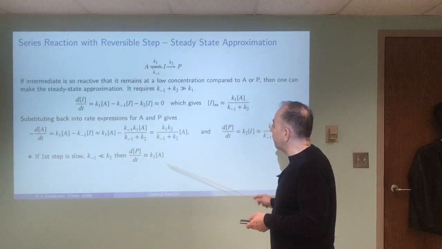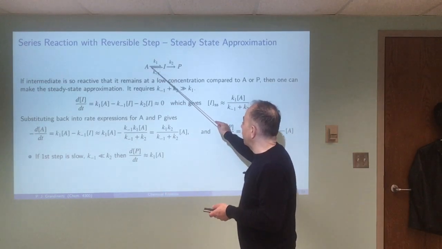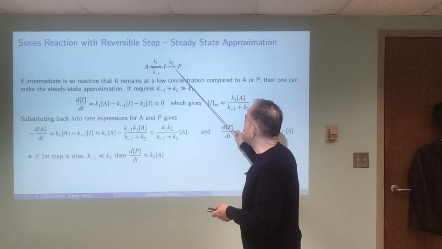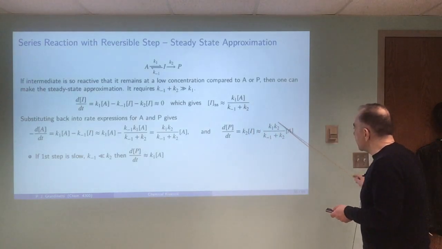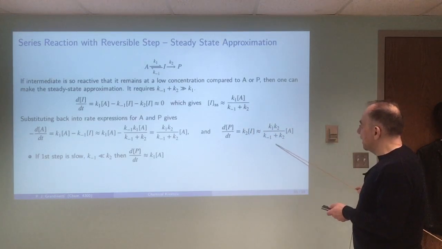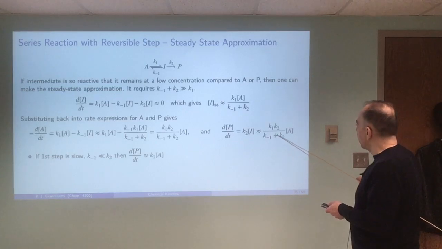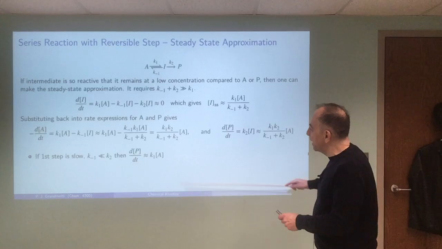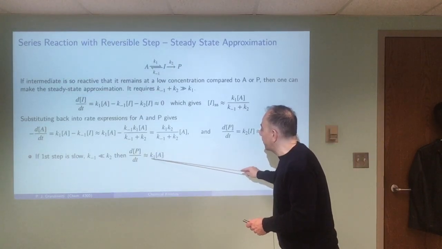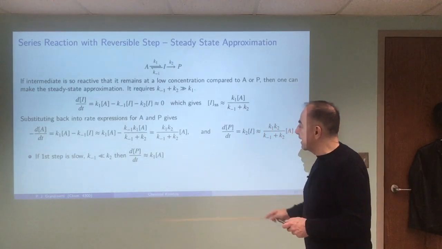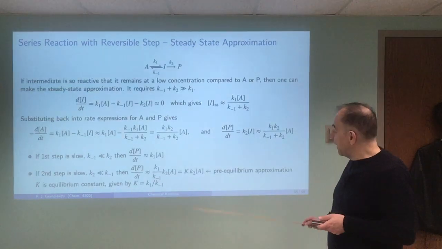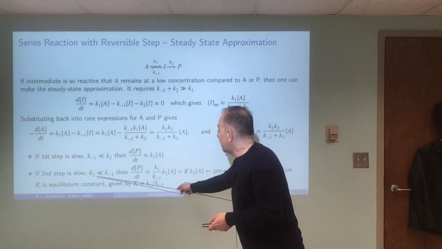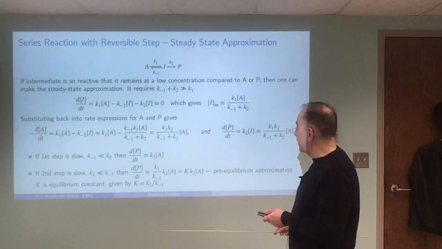Now, I'm going to look at two additional simplifications. So one is if the first step is slow, so if k minus 1 is much smaller than k2, then k minus 1 can be ignored, and then we have only k2 in the denominator. That's going to cancel out, and our rate for production of P is just k1 times A.